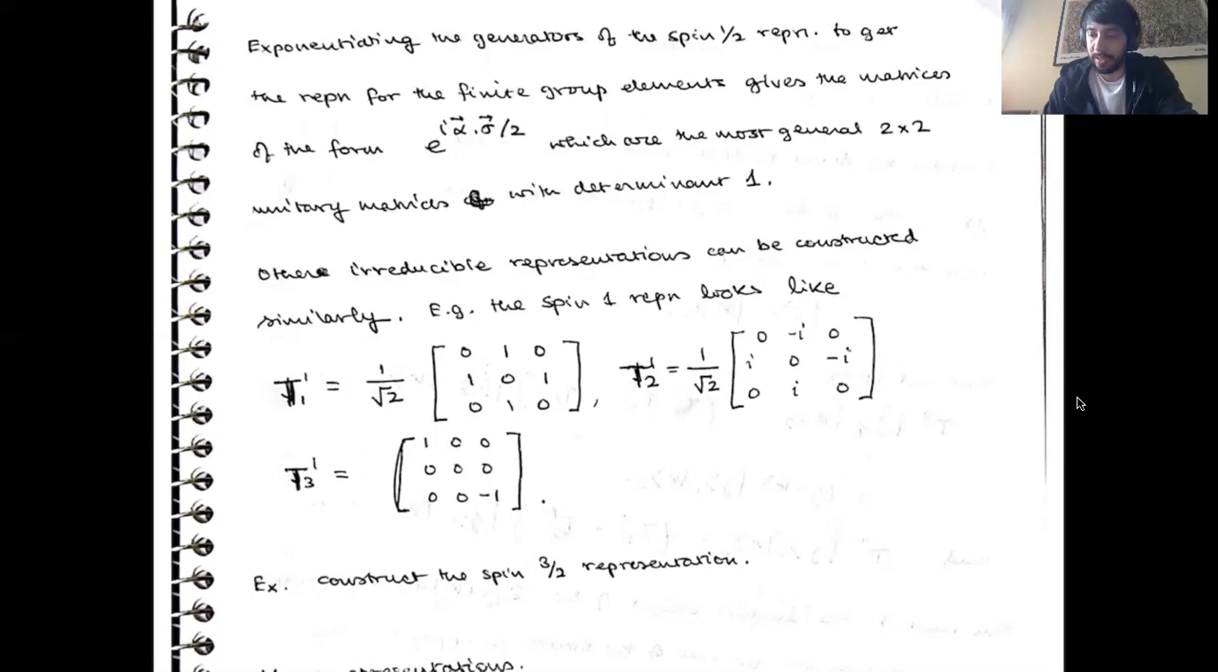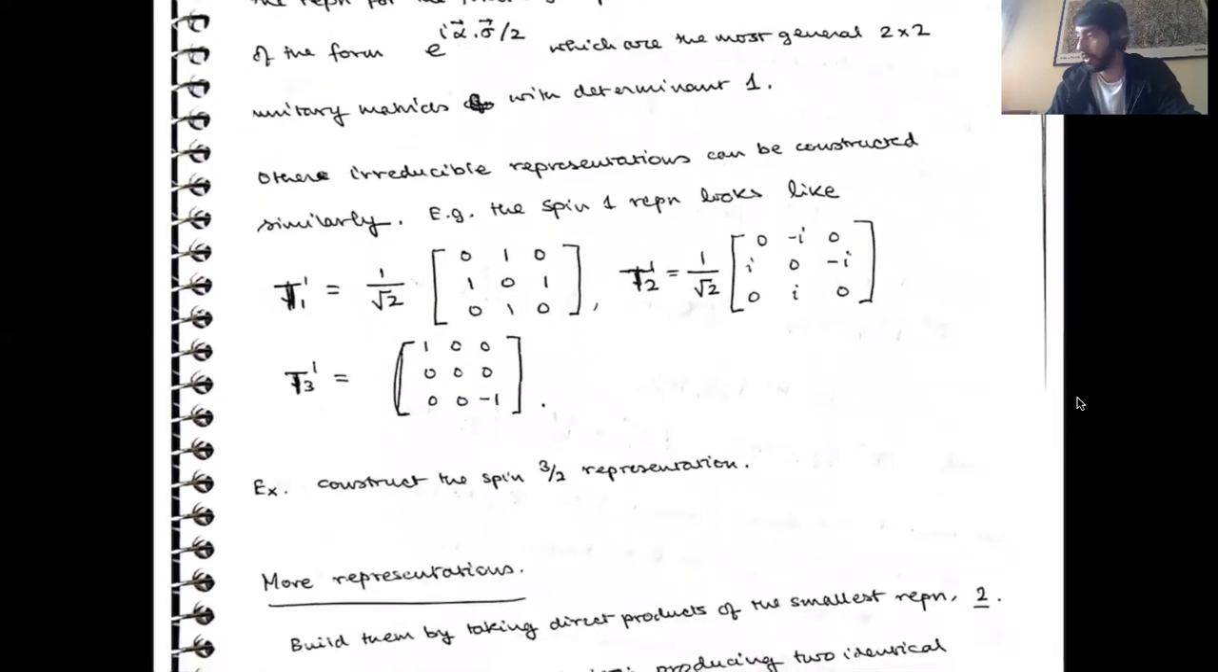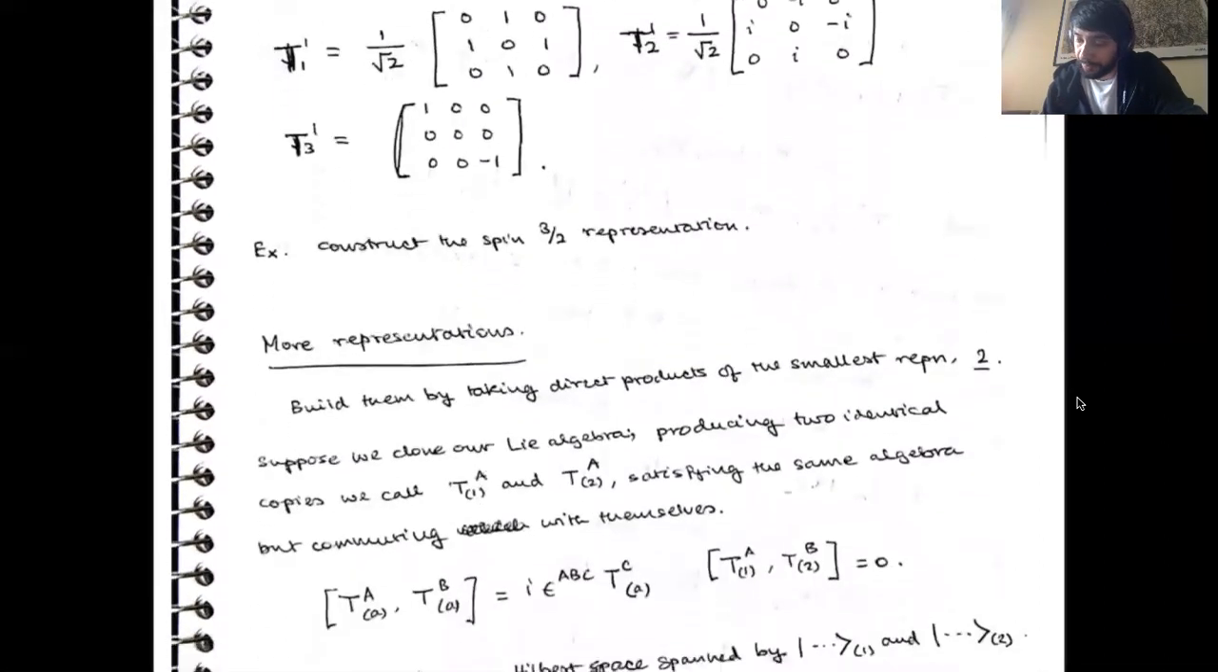So you can construct other irreducible representations in the same way. And so the spin half one is going to look like this. Okay, sorry, the spin one representation will look like that. Very good. So that was that. Now let's try and understand this a little bit more and see what we can get from here.